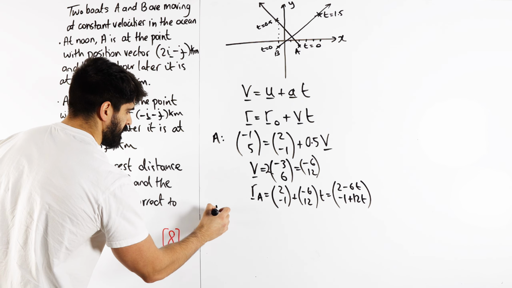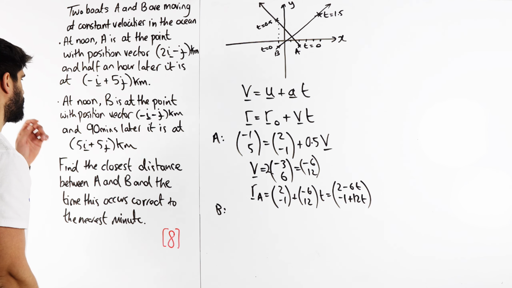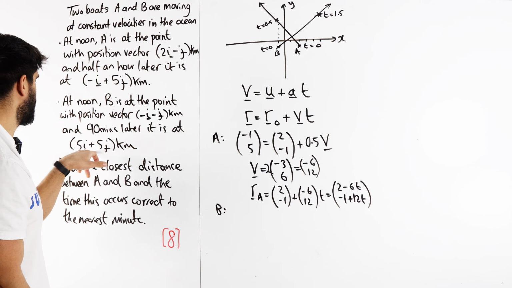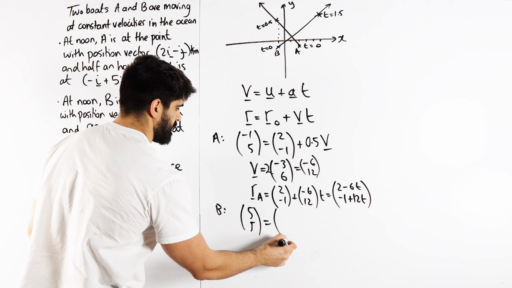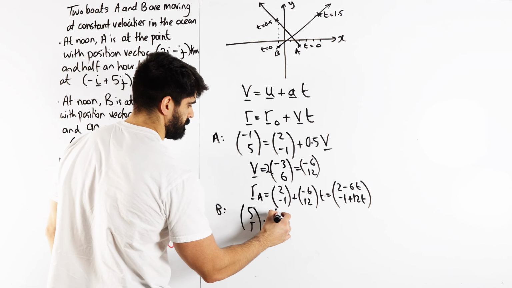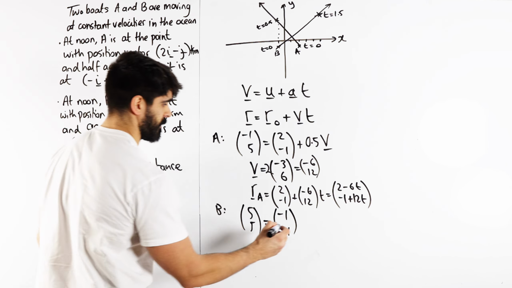And now we need to do the same thing for B. Hopefully the numbers are not too horrible, because I literally just made them up as I was writing it. So anyway, it ended up at 5,5. Its initial position is -1, -1, and it took an hour and a half, right?